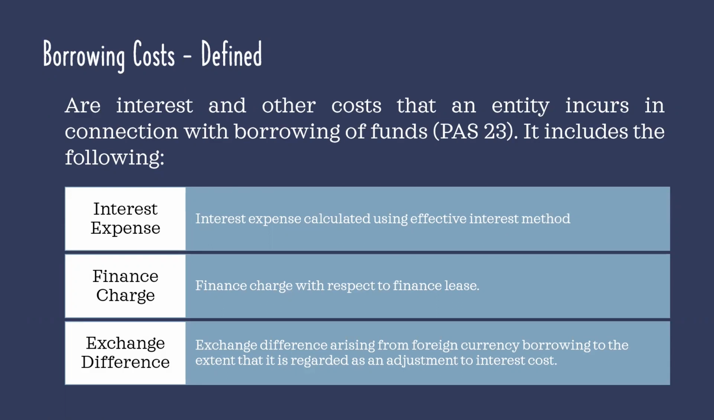So according to PAS 23, borrowing costs are interest and other costs that an entity incurs in connection with the borrowing of funds. So in short, this borrowing cost is related to our liabilities. So it includes the following. So first, of course, the interest expense. The interest expense incurred by the entity, which is calculated using effective interest method, is considered a borrowing cost.